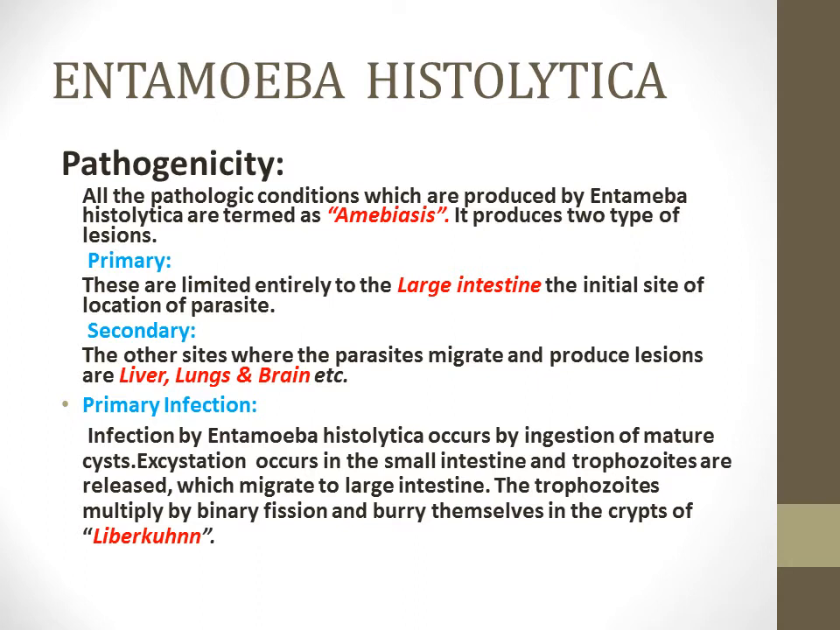The primary infection first of all is the infection by Entamoeba histolytica that occurs after ingestion of the mature cyst. After excystation, the trophozoites that are formed from the cyst migrate into the large intestine, and there they bury themselves in the crypts of Lieberkühn of the colon.